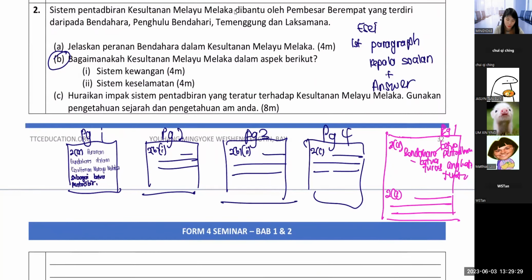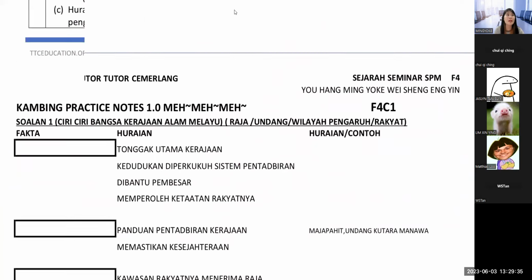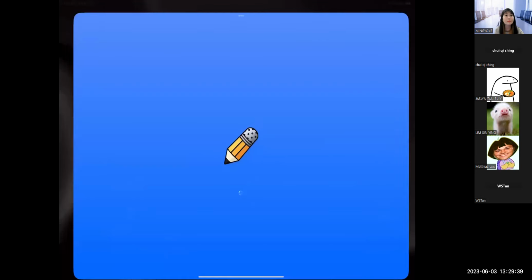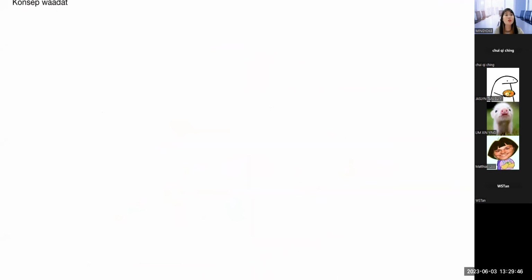The most important thing is you must know how to answer before I actually go into your notes. Okay, everybody, you can start with your notes already. Everybody prepared? Go to your notes. Turn to your page 1. Guys, turn to your page 1, this one.